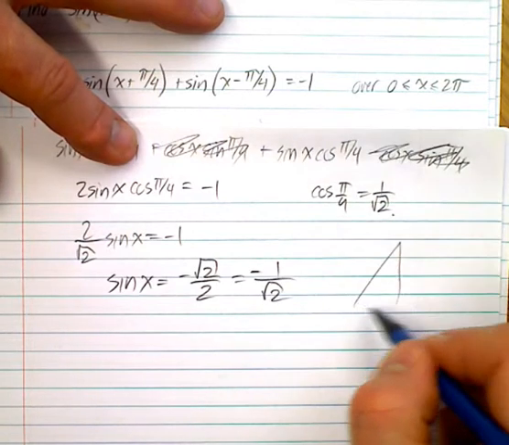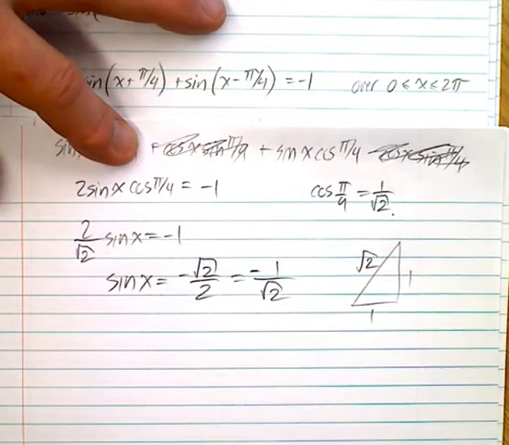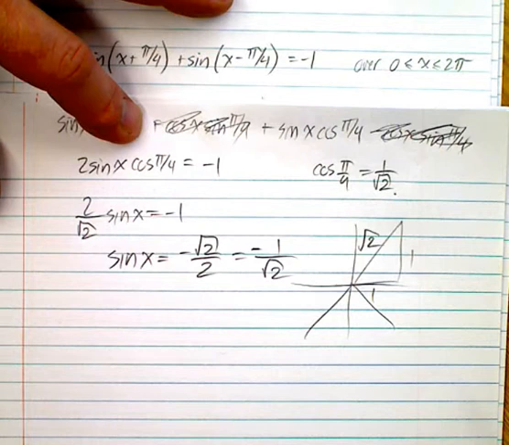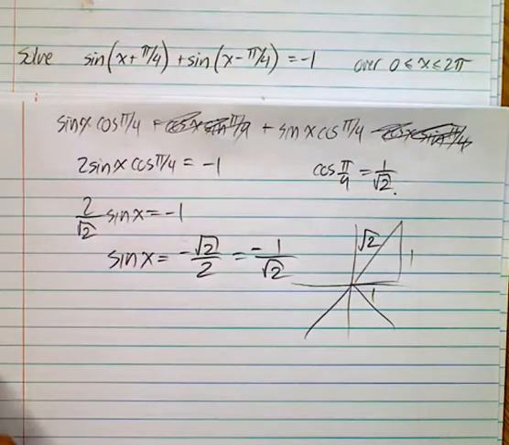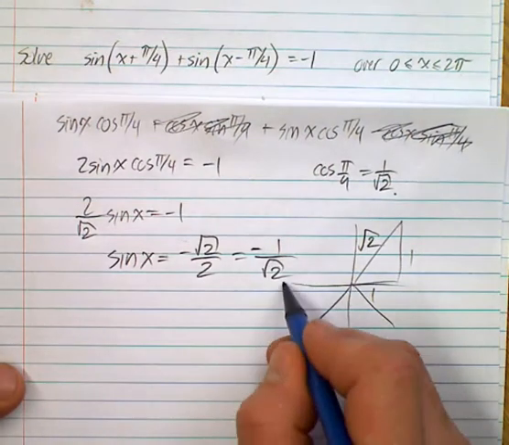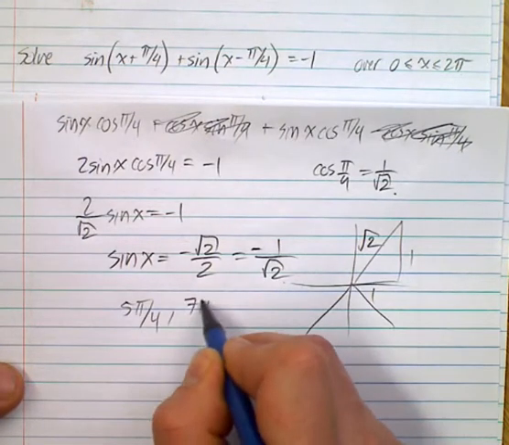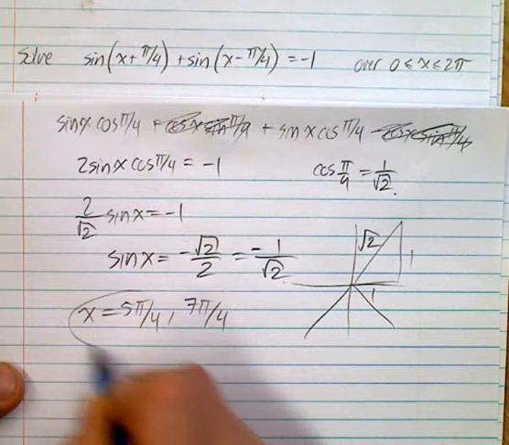which means that it looks like it's going to be a 45-degree triangle. And sine is negative, so it's going to be down here and down here. And then you've basically solved the whole thing, right? So this is 4 pi over 4, so that's 5 pi over 4, and 7 pi over 4 would be your solutions for this one here.